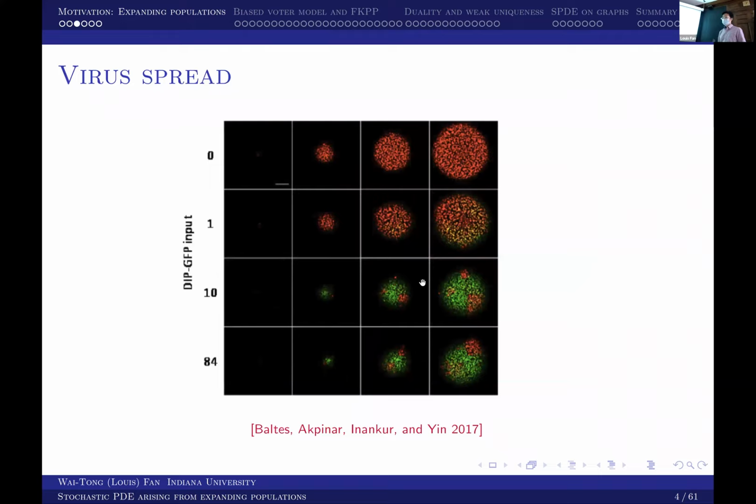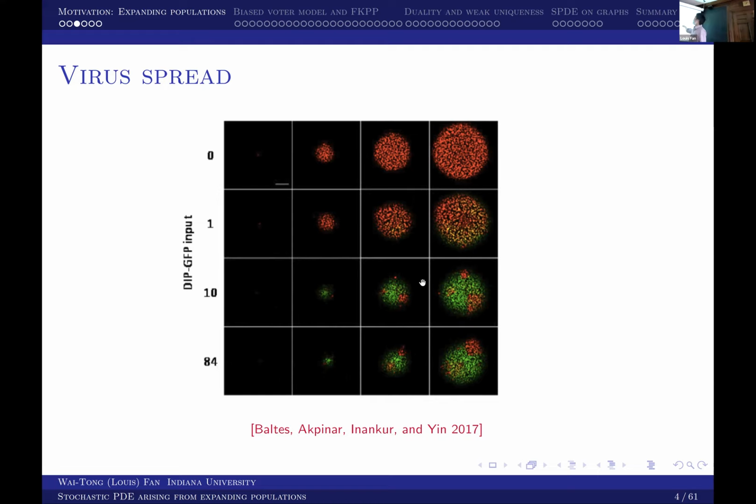The second example people know is virus spread. Let me talk about this first row here. On the top left corner, this panel is a petri dish, with millions of susceptible cells sitting on it. At time zero, we initiate a virus infection in the middle. That infected cell will infect its neighboring cells. Over time, the total population of infected cells, shown in red here because of this red fluorescent protein, will increase. And we see this plaque increasing as we move along to the right figure.